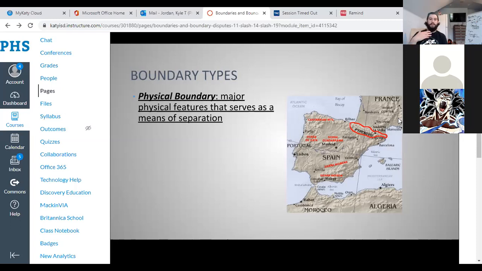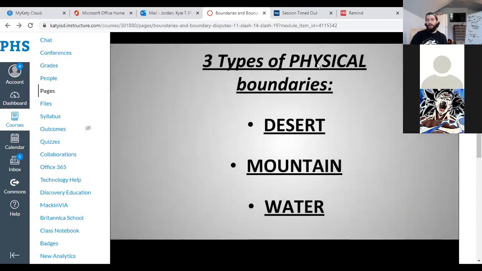It stopped Spanish culture from diffusing north. It stopped French culture from diffusing south, and that's why they chose that physical boundary. All right, there's three types of physical boundary: desert, mountain, and water.